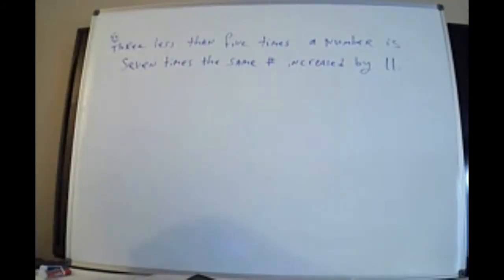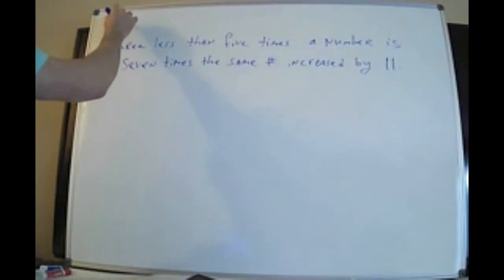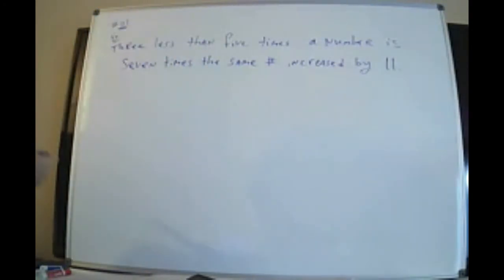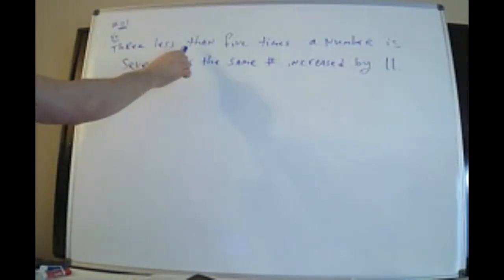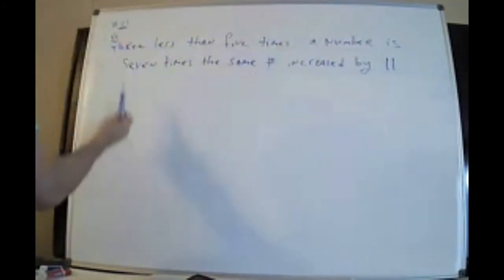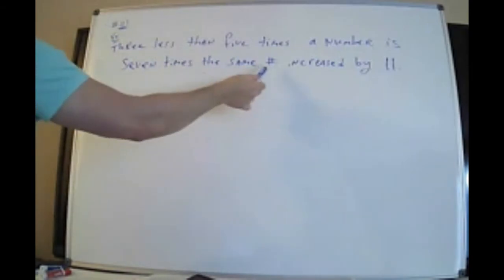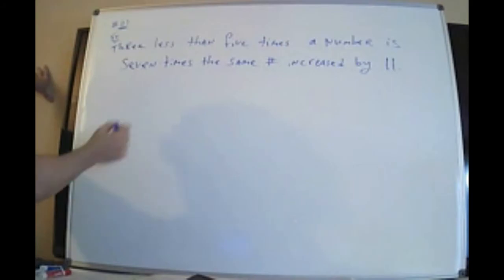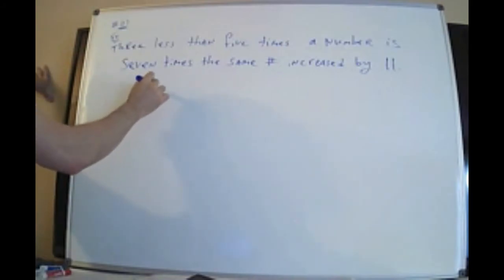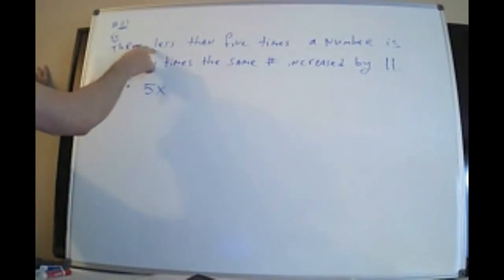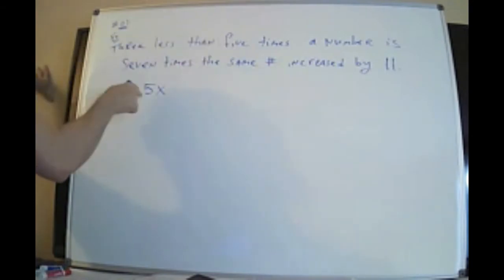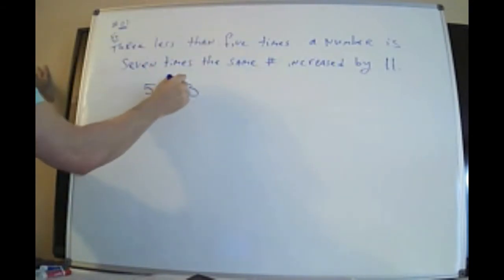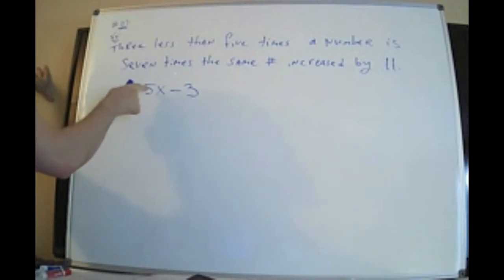Good. All right. A bonus question from the sheet. This is actually problem number 11 from the worksheet that we did. So it says 3 less than 5 times the number is equal to 7 times the same number increased by 11. So I need 3 less than 5 times the number. First I'm going to do 5 times the number. And then I'm going to do 3 less than that. You've got to start with this and take away 3 from it. That's 3 less than this.